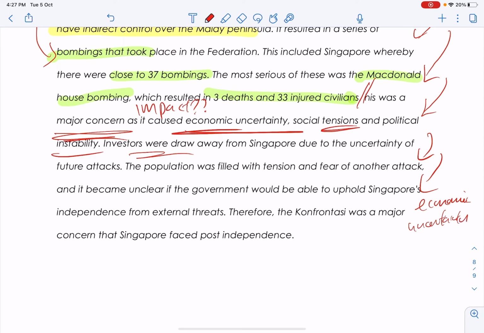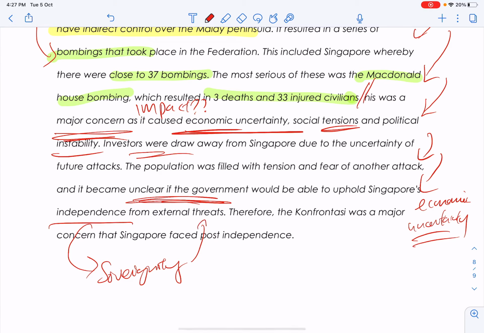Alright, the second issue is if the bombing keeps continuing, leading to a lot of tension, people are going to lose faith in the government. They're going to be unclear if the government can continue to keep our independence and our sovereignty, okay, from external threats. Alright, so what am I doing when I'm explaining?